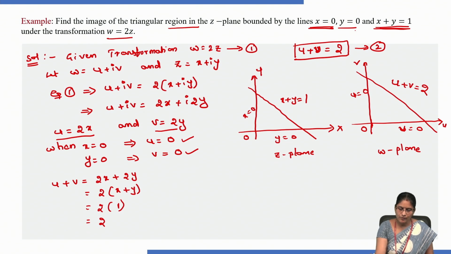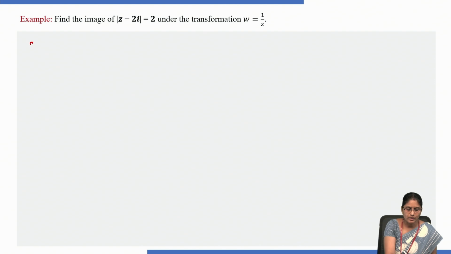Hence, the image of the triangular region in Z plane bounded by the lines under the transformation W is equal to 2Z is a triangle in W plane bounded by the lines U equal to 0, V equal to 0 and U plus V is equal to 2. See another example.